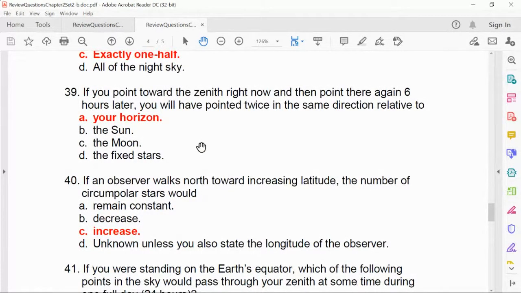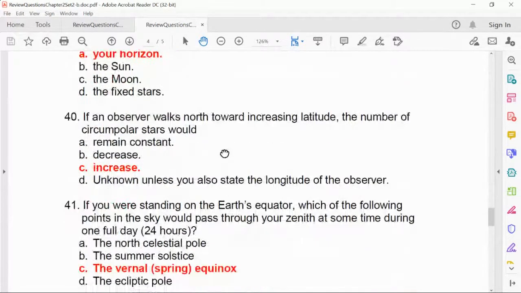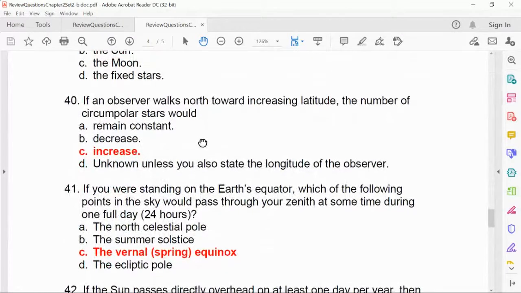Question 39. If you point toward the zenith, which is the point above your head right now, and then point there again 6 hours later, you will have pointed twice in the same direction relative to your horizon, because the zenith is exactly on top of your head. This is just to make sure that the point above the head of the observer is always the zenith at his or her location.